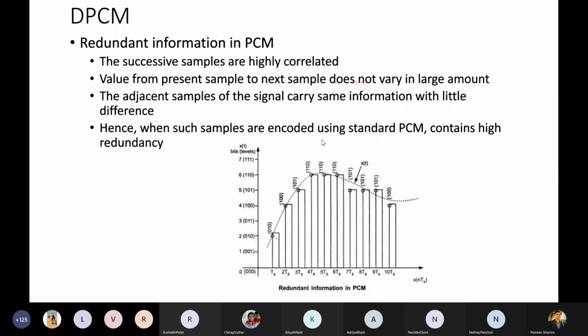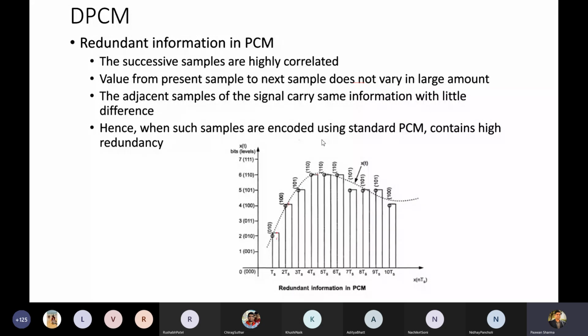If you look at the increment in the signal level from this level to this level, there is not a big increment. Here also it is a very small increment. Here you can see very small differences. So the adjacent samples of a signal carry essentially the same information with only a little difference. Hence, when such samples are encoded using simple PCM, they contain high redundancy. Means some information is there which we can get rid of.